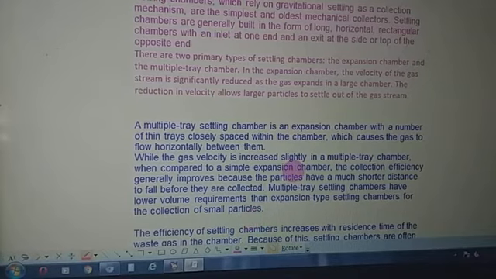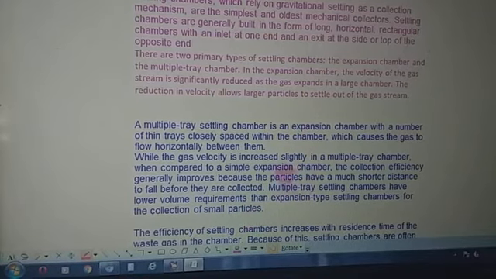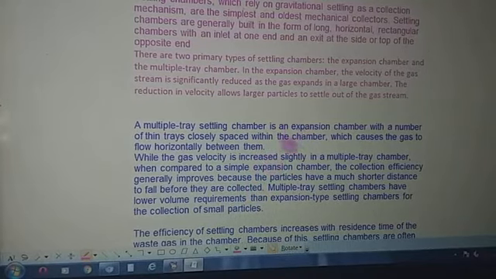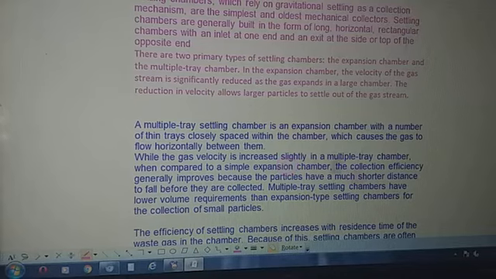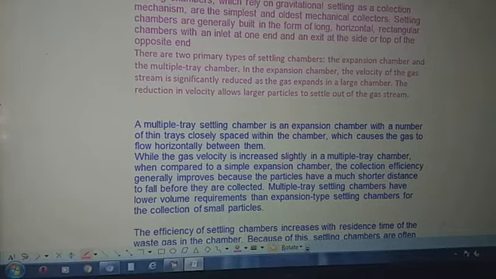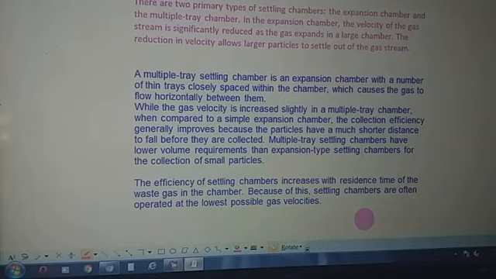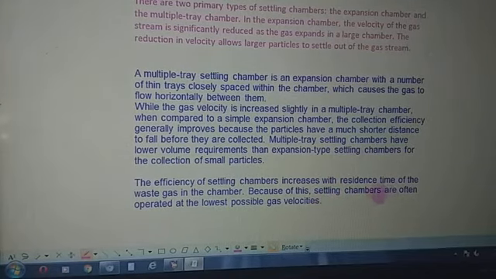So what is essential here is that retention time is the most important factor that helps in the settling of these dust particles or whatever emissions we have. The more the retention time, the more efficient is the settling chamber. So the efficiency of these settling chambers increases with the residence time of the waste gas in the chamber.